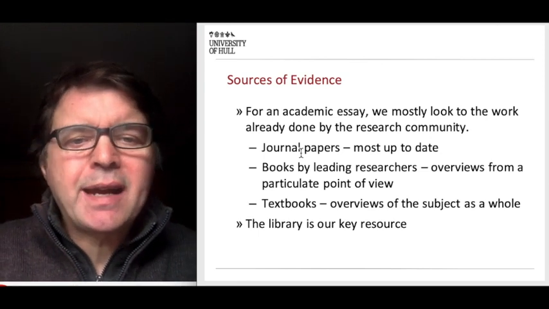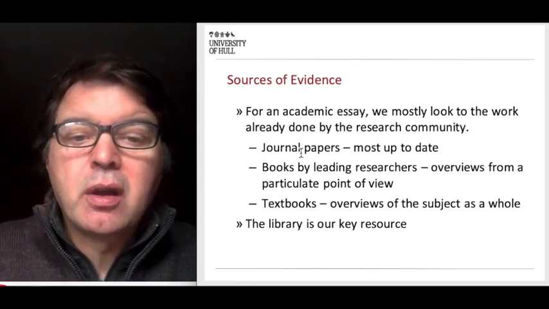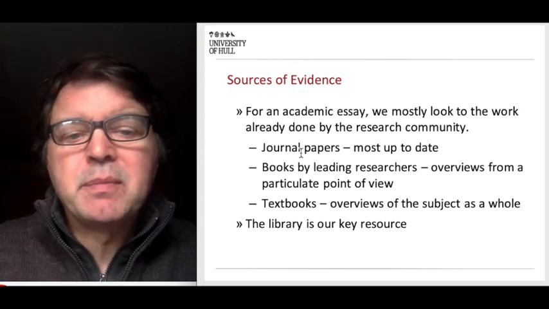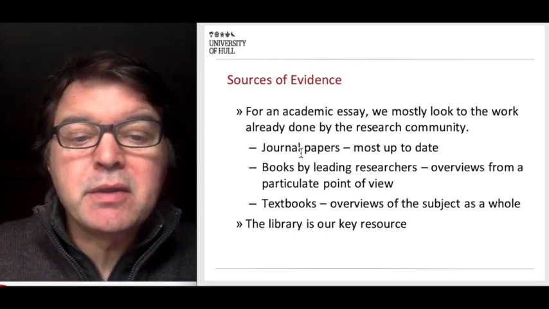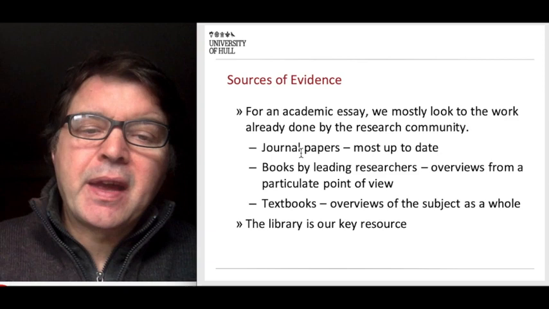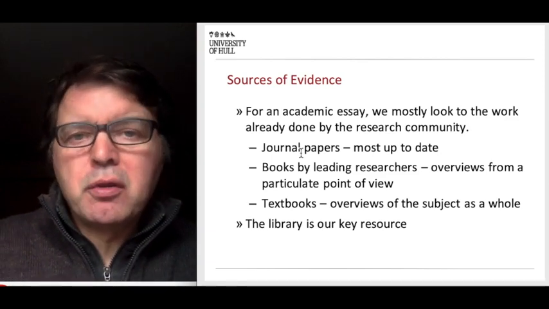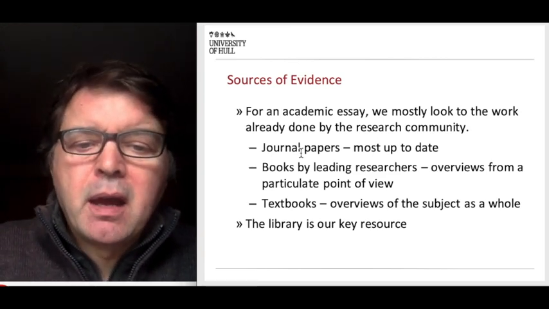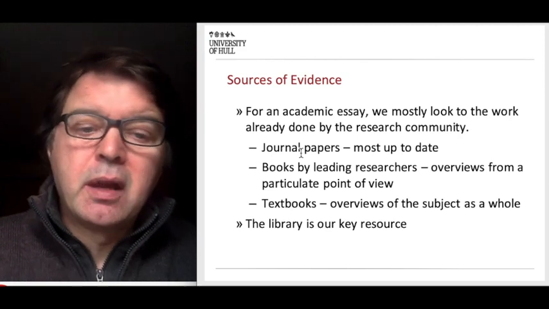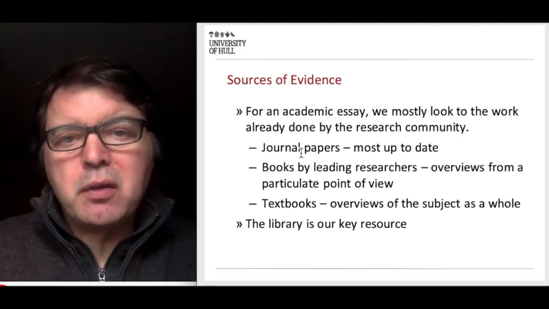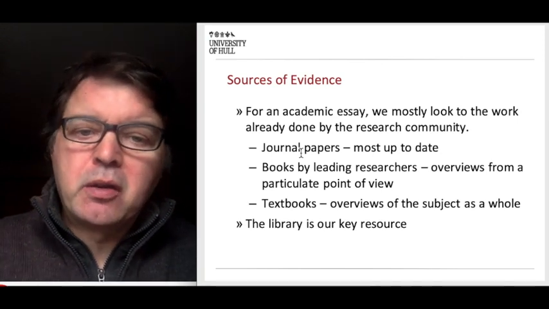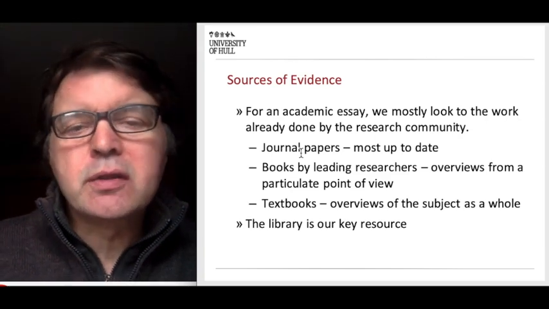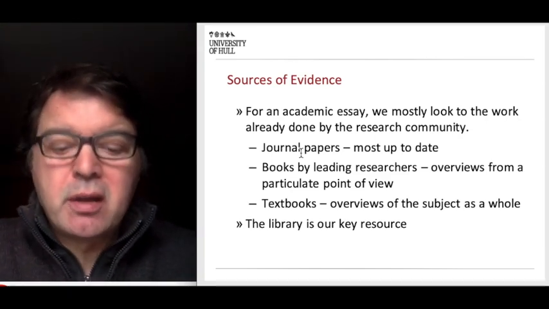Sources of evidence. So for an academic essay, we mostly look to the work already done by the research community. So journal papers, they tend to be the most up to date. Books by leading researchers, they often give a really mature and developed overview, but there will be a particular point of view there probably. Textbooks, I think, are also very useful because they give you more of a balanced overview of the topic, and that can be a good place to help you balance things out in your mind. And of course, the library is going to be our major key resource.